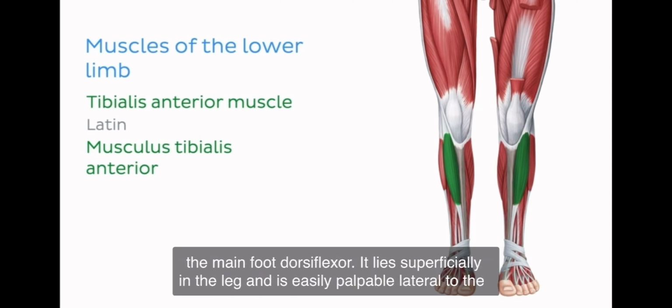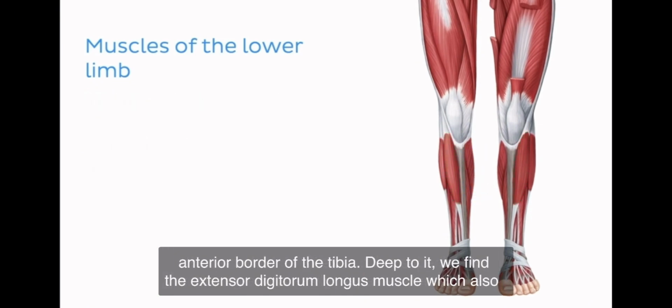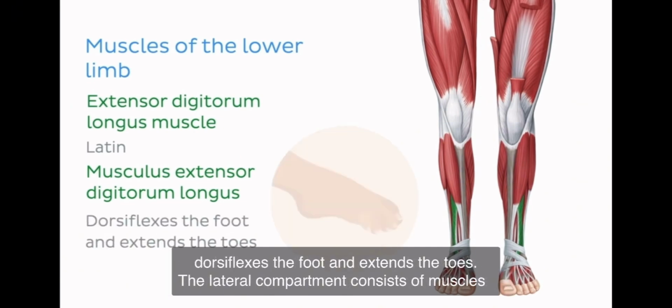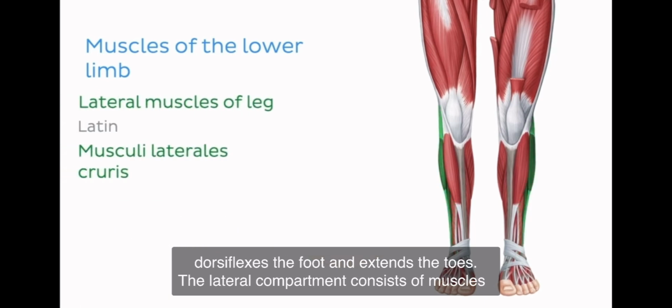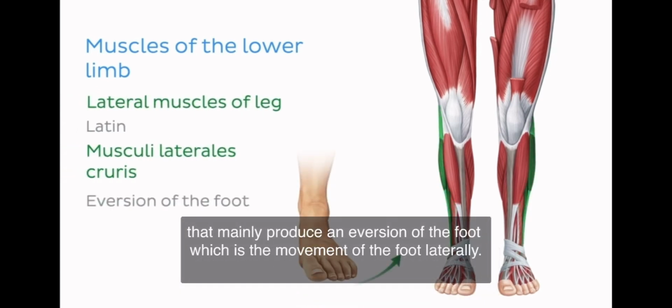It lies superficially in the leg and is easily palpable lateral to the anterior border of the tibia. Deep to it we find the extensor digitorum longus muscle, which also dorsiflexes the foot and extends the toes. The lateral compartment consists of muscles that mainly produce an eversion of the foot, which is the movement of the foot laterally.